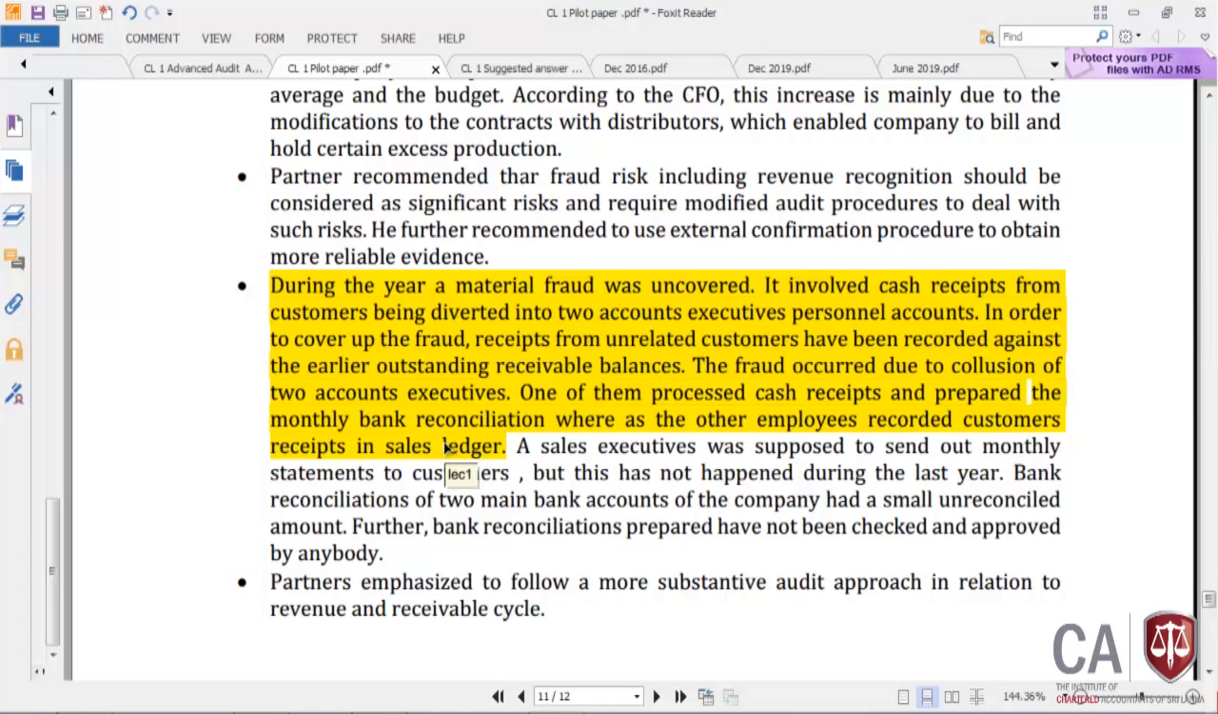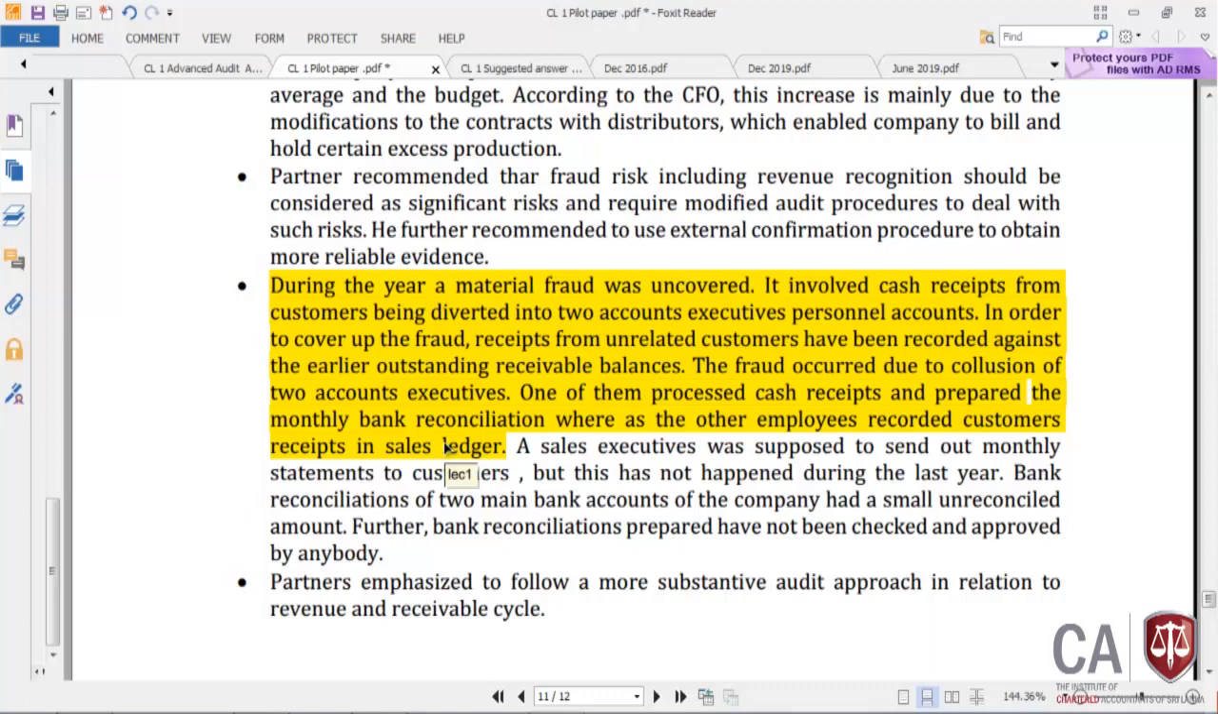Can you remember we discussed collusion in the previous webinar? People get together. I told you in the previous webinar, they all get together and play a game. So what happens here? Two people got together and engaged in fraud activity.